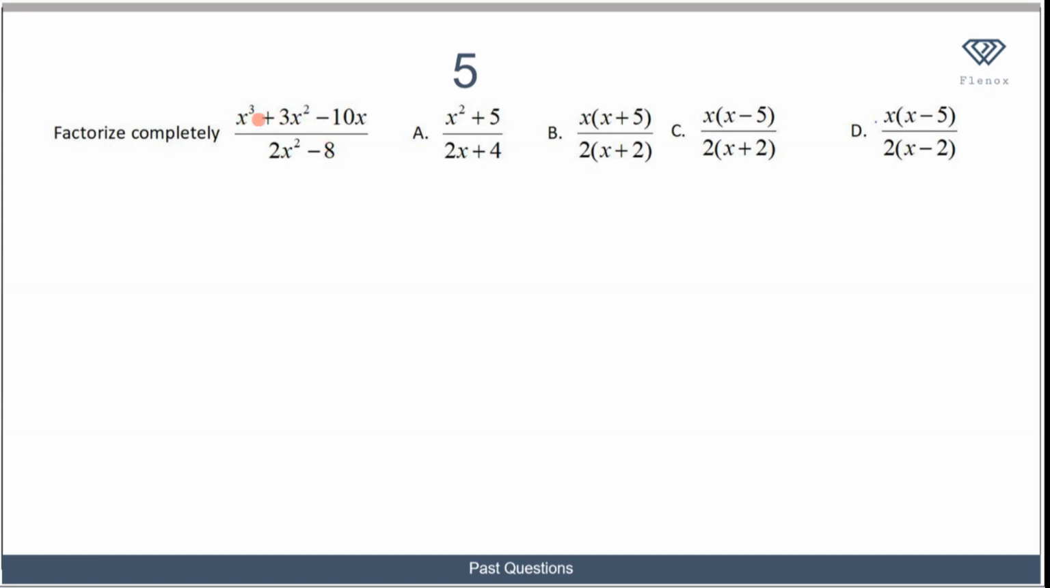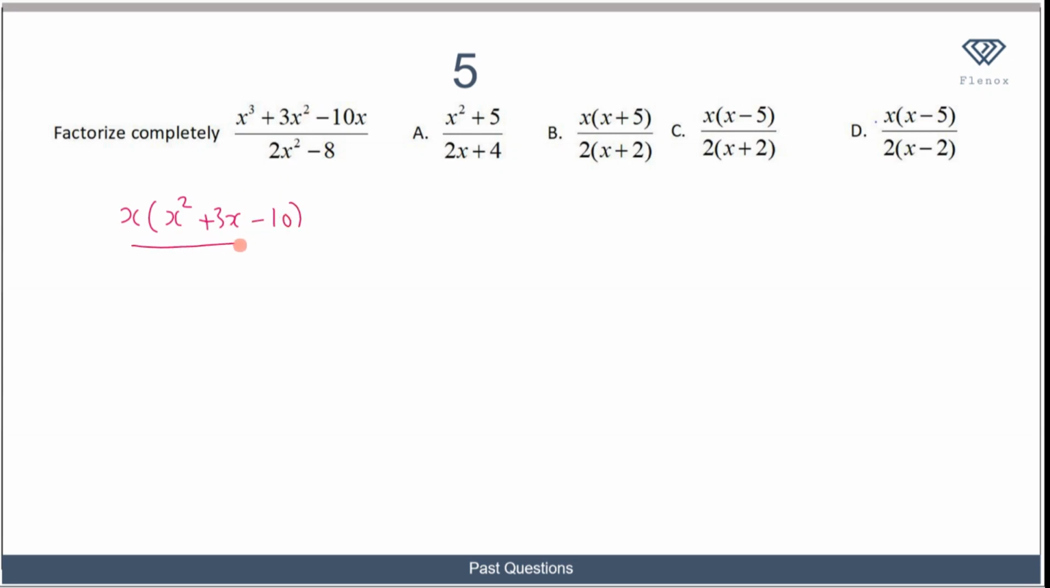Now, if you look at these terms here, what is common to all of them? You can see that x is common to all of them. So we can write x, and what will be left here? We'll be left with x squared, and here we'll be left with plus 3x, and the last term we'll be left with minus 10. Because when you expand this, you get this.